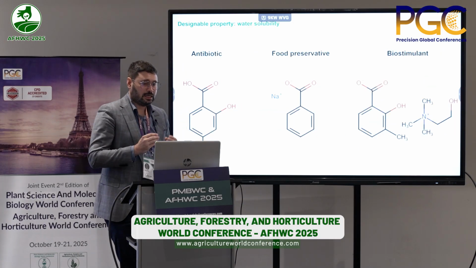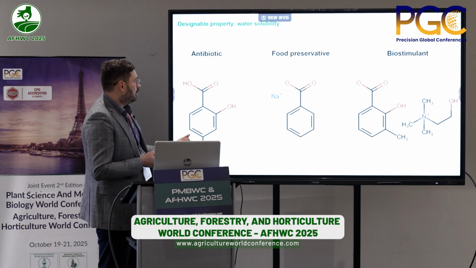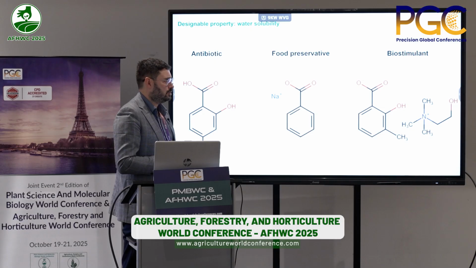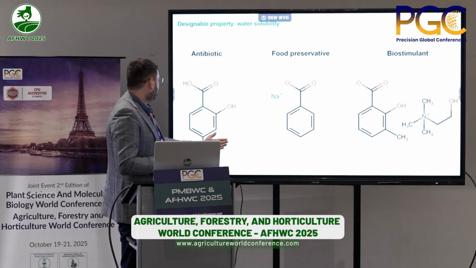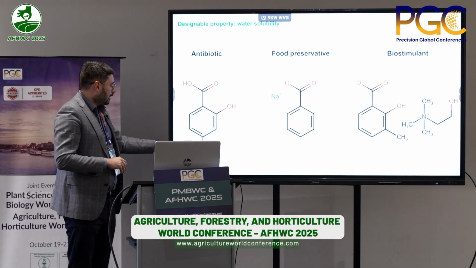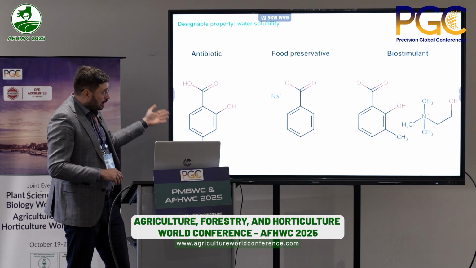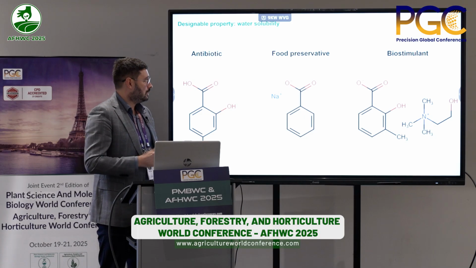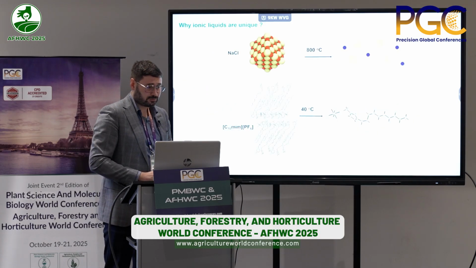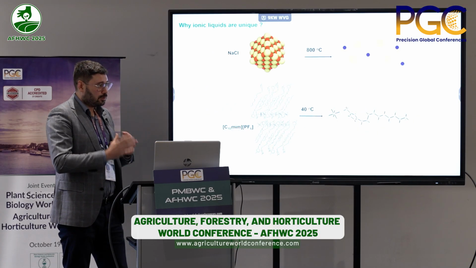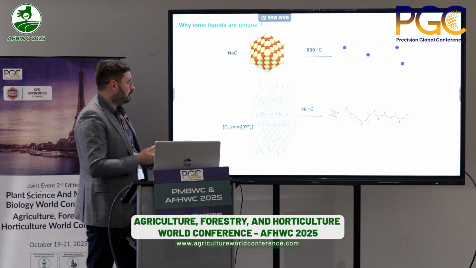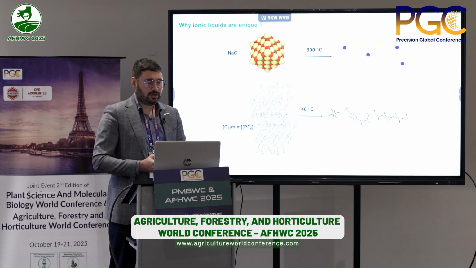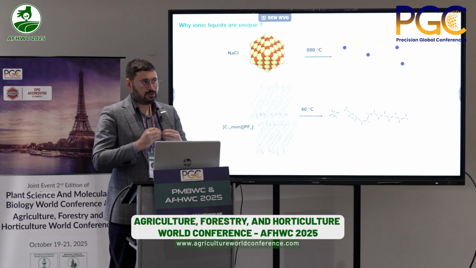We can also design the application. The compound here, benzoic sodium salt, is a food preservative. When we add an ammonium group, it is an antibiotic. We can also create or synthesize a biostimulant compound. So some compounds are designable because of their chemical structure, and we can change the structure into an ionic structure.